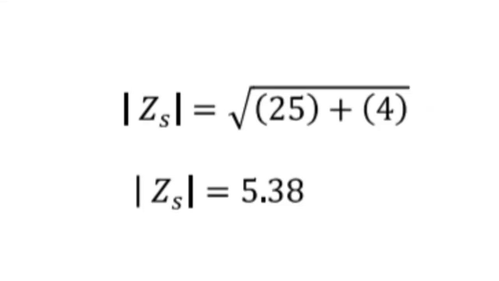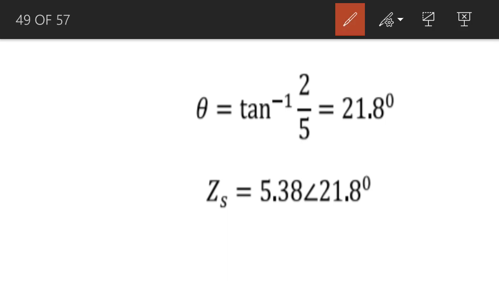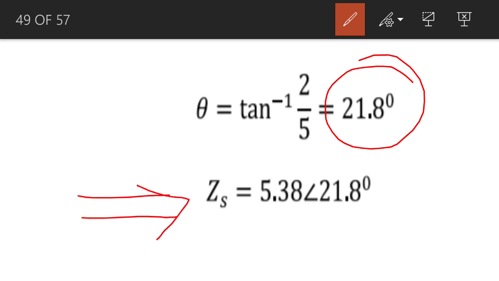Let us compute the angle of the resultant phasor. The angle will be equal to tangent inverse of 2 by 5, where 2 is the imaginary component of the resultant phasor and 5 is the real component. So the angle of the resultant phasor is 21.8 degrees. The same resultant phasor in polar form is 5.38, which is the magnitude, and the angle is 21.8 degrees.